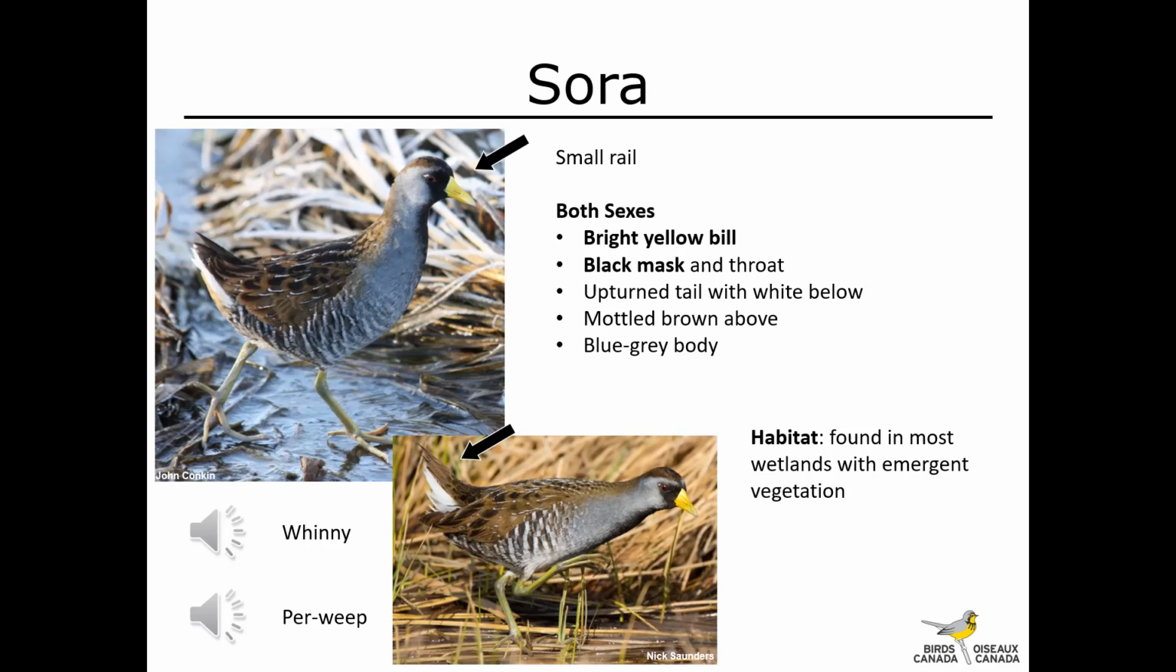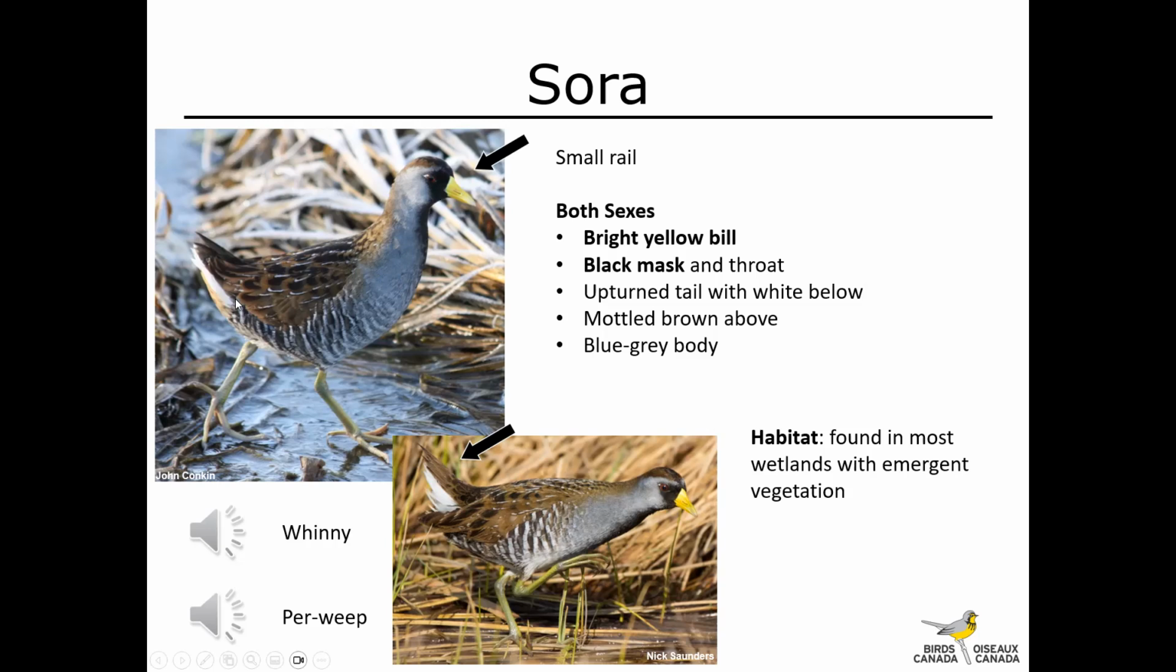Both sexes look the same, so the males and the females, you won't be able to tell them apart. They've got this nice bright yellow bill, a dark black mask, and this little upturned tail which has a little bit of white on the back end of it. So if you see them from behind, a little bit more of a flash of white. They're mottled brown and streaky above, and they have this blue-gray cheek through the neck down into the body, where then it becomes a little bit more stripy.